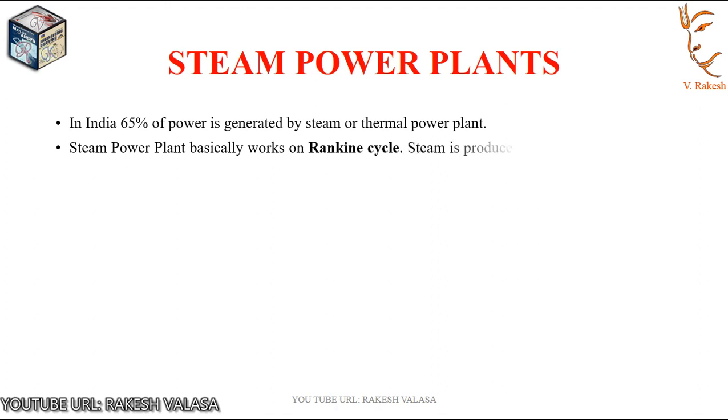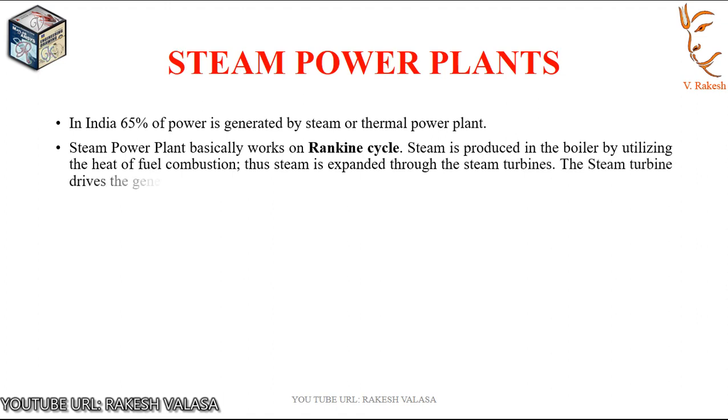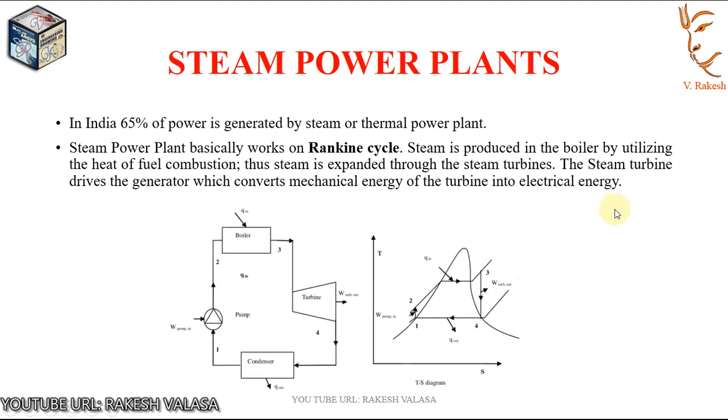Steam power plant basically works on the Rankine cycle. Steam is produced in the boiler by utilizing the heat of the fuel combustion. The steam is expanded through the steam turbine. The steam turbine drives the generator, which converts mechanical energy of the turbine into electrical energy. Now you can see the Rankine cycle T-S diagram, and this is the schematic diagram. There are four processes in the Rankine cycle. These states are identified by numbers in the T-S diagram.